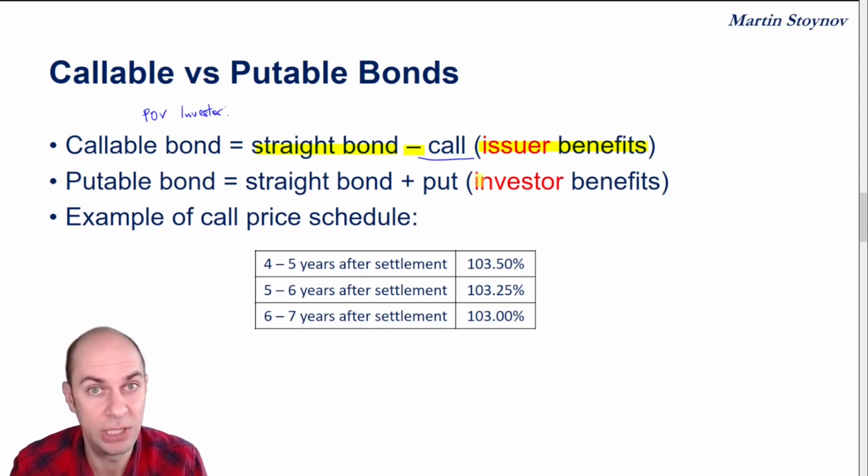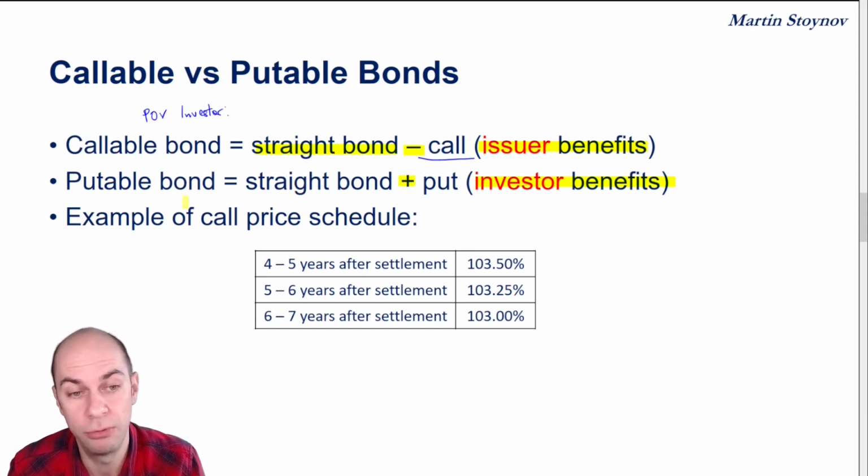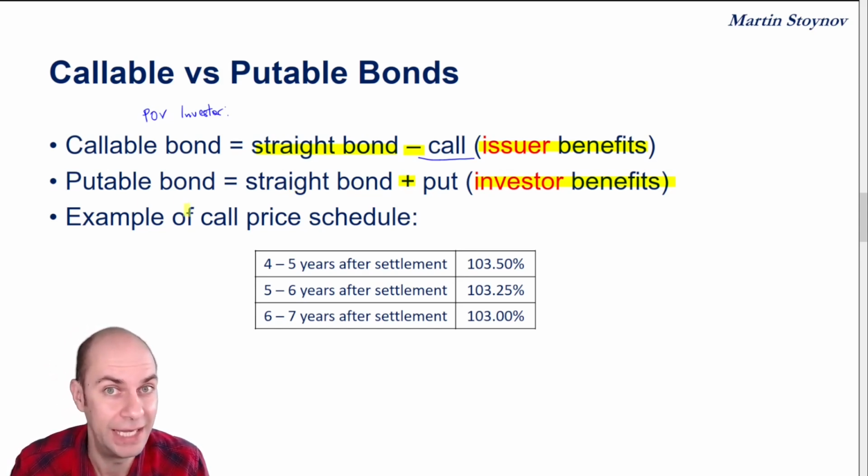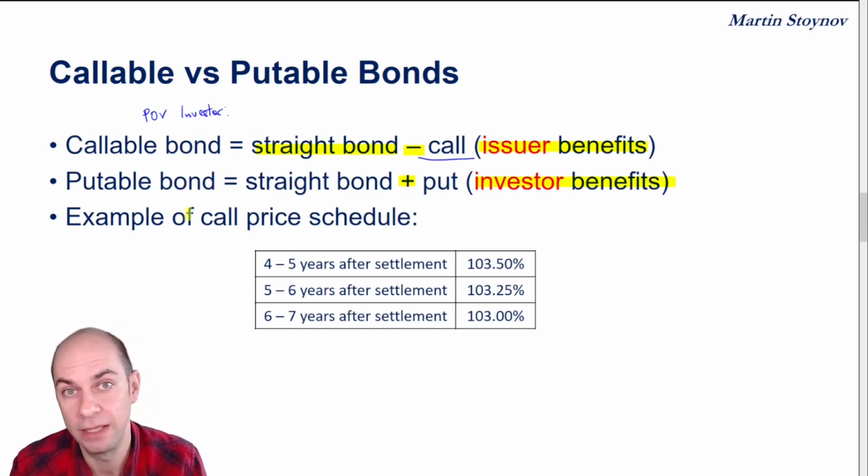So in this case, because the investor owns the put, the investor benefits. You can see here mathematically we are adding something to the straight bond's price. So the putable bond price is more expensive than the comparable straight bond price, and therefore the yield of the putable is lower than the yield of the straight bond.